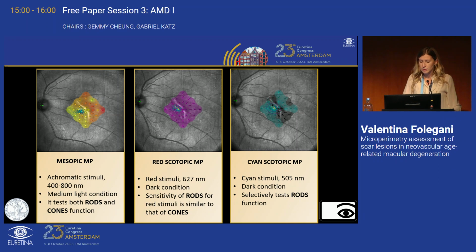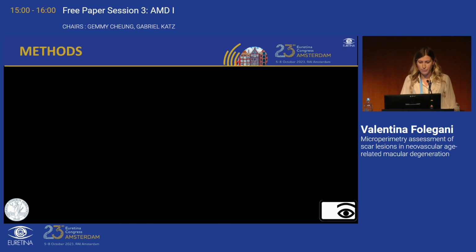We can also do a red scotopic microperimetry. In this case the exam is done under dark conditions with a red stimulus, and we know that for red stimuli, the sensitivity of rods is similar to that of cones. So also in this case we test both photoreceptors. And the last one is the scotopic microperimetry. Also in this case the exam is done under dark conditions, but with a stimulus that only tests rod function.